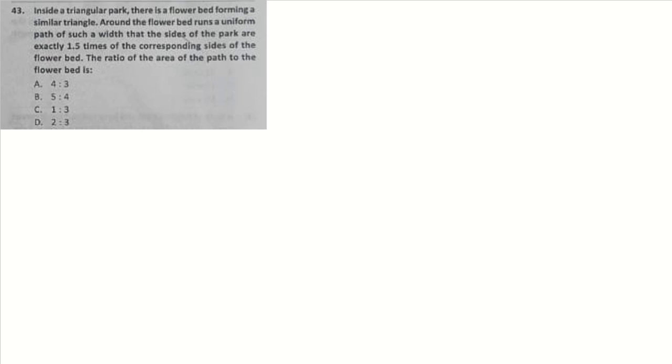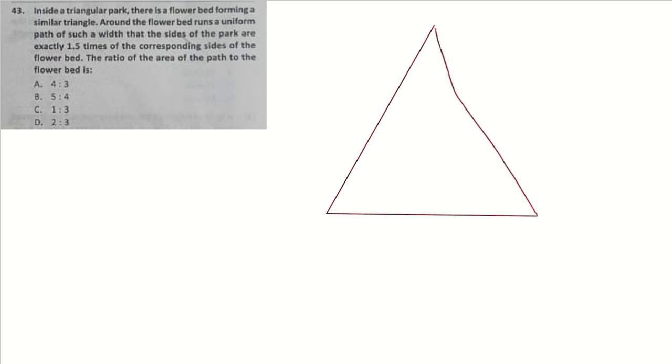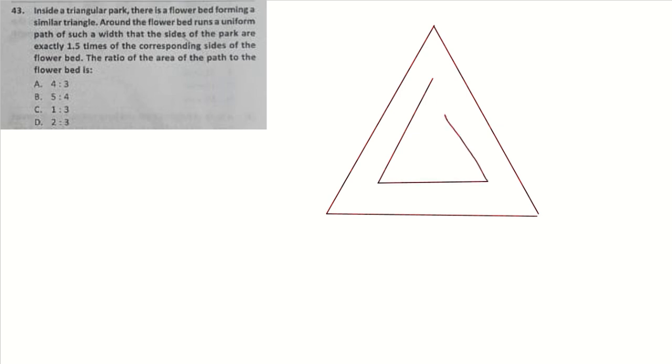Inside a triangular park, there is a flower bed forming a similar triangle. Around the flower bed runs a uniform path of such a width that the sides of the park are exactly 1.5 times the corresponding sides of the flower bed. The ratio of area of path to flower bed is what? Now we have a triangular park and a flower bed with a similar triangle, which means all the sides are in equal ratio and all the angles are equal. That's what a similar triangle means.